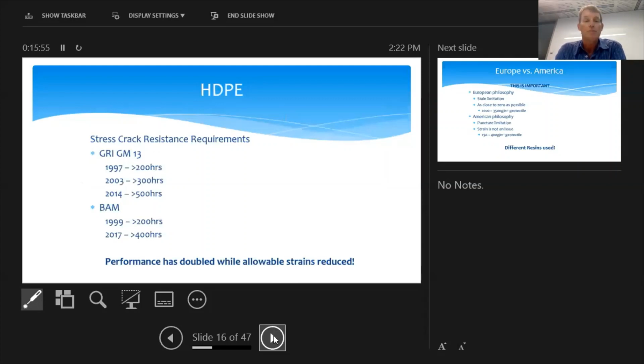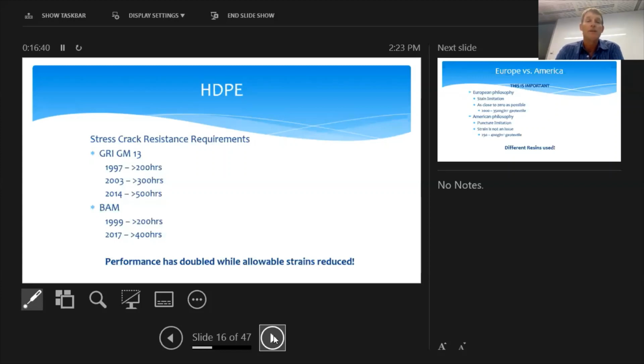The other thing to notice is that over time, as polymers and requirements have changed, so has the stress crack resistance of our geomembrane. Back in 1997, GRI GM13 had stress crack resistance of over 200 hours, where the BAM, which is the German requirement, in 1999 was also around 200 hours. Those have increased to a point where now GRI GM13 is at 500 hours, and the BAM regulation is greater than 400 hours.